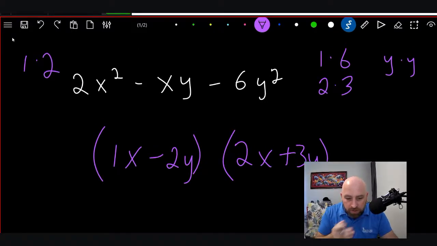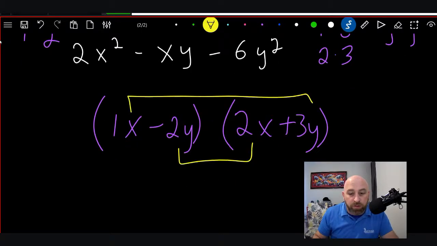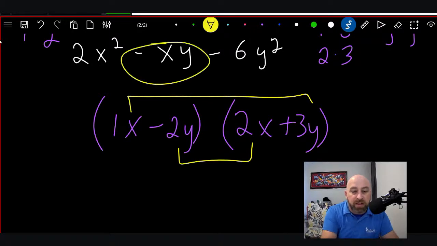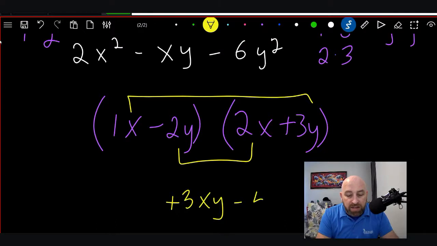Okay, so all we're going to do here is just keep trying new things until we can get something that works. And remember, the only ones that we have to mess with are the outers and the inners, and we're trying to get that to give us this negative xy, or negative 1. That's what we're trying to get right there. All right, so let's do the outers, and we're going to get a positive 3xy. The inners are going to give us a negative 4xy.